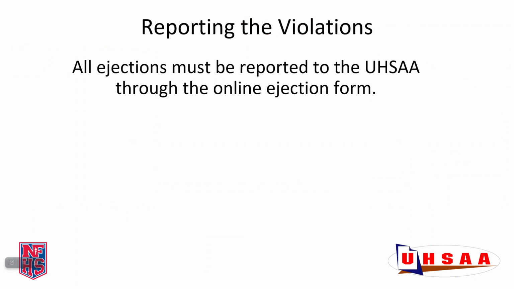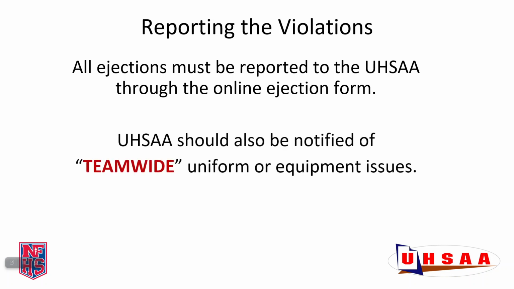So if you have to resort to calling the penalties, remember all illegal equipment, whether they're trying to correct it or not, that's the stuff we need to penalize. So let's get all of the illegal equipment, the eye black, the writing on the arms, the bandanas, the do-rags, all of that stuff needs to get taken out of the game. And any ejections that result need to be reported to the UHSAA through the online ejection form. The UHSAA should also be notified of any team-wide or school-wide uniform or equipment issues that exist.